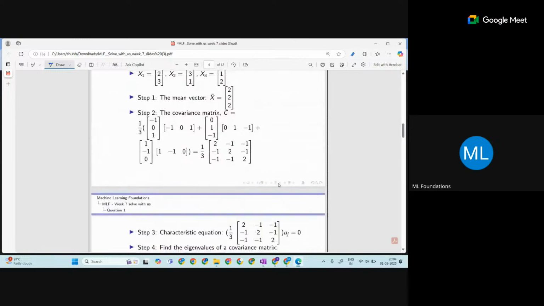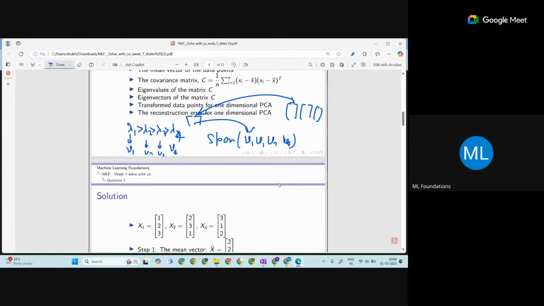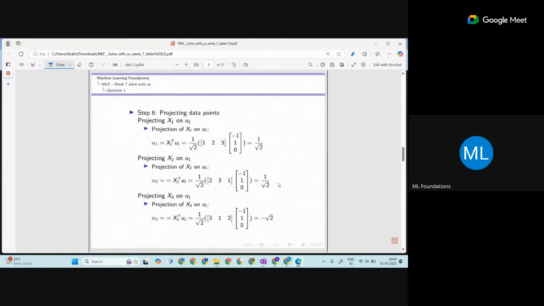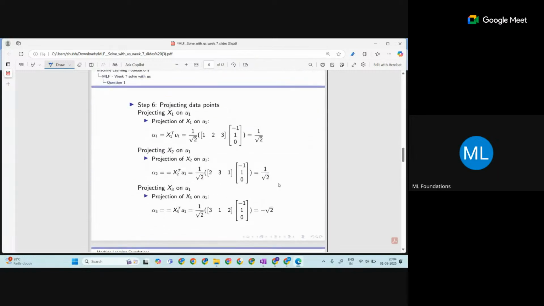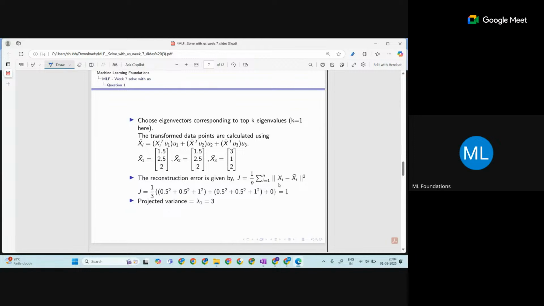Like we used to project on an eigenvector, and also if you see its formula, what is the PCA definition? The projection formula, see this formula. Yeah, this one. So the projected variance is nothing but the lambda value. Lambda 1 is equal to 3. This is a slightly different projection. We are not skipping the other vectors. This vector is also included. So the projected variance is 3 and the reconstruction error is 1.